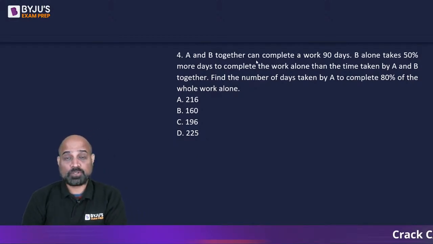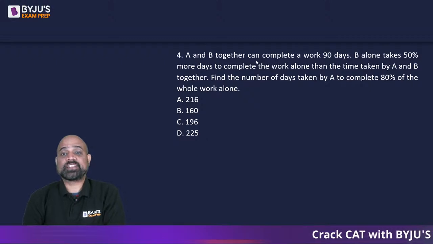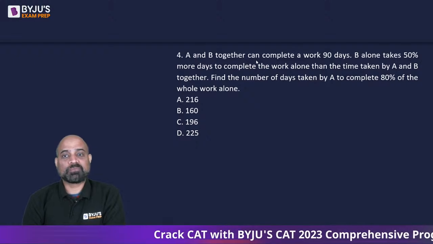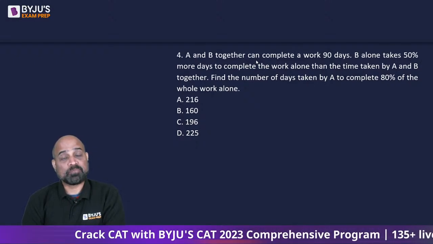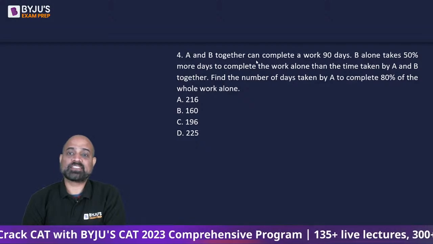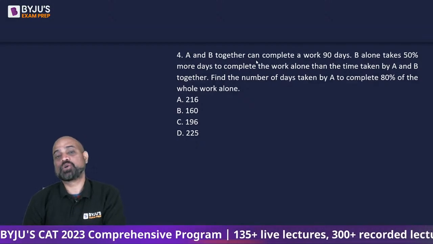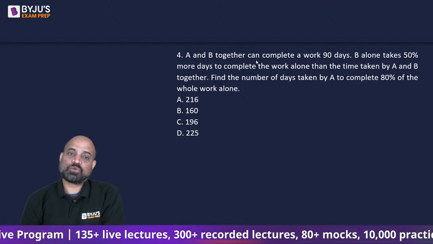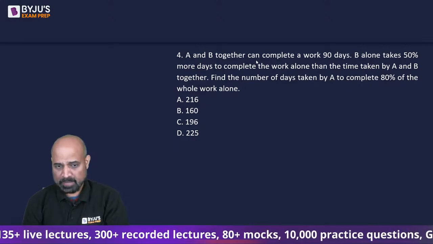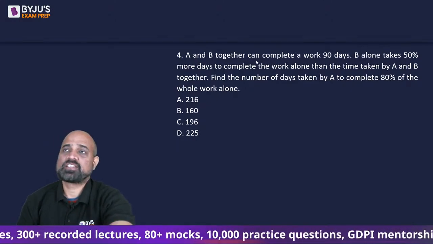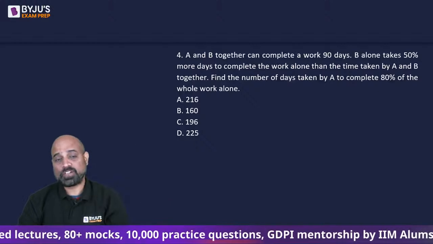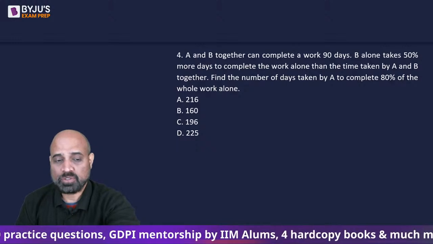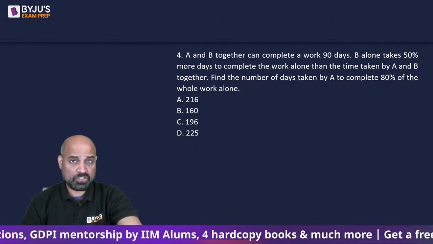Next, time and work question. A and B together can complete a work in 19 days. B alone takes 50% more days to complete the work alone than the time taken by A and B together. Find the number of days taken by A to complete 80% of the whole work alone. So 80% जो होगा वो D नहीं हो सकता. It can be one of A, B, C. Why is that so? क्योंकि when you calculate 80% of a number, it's going to be 0.8 times something. So your answer should be in the table of 8. 225 is not in the table of 8.